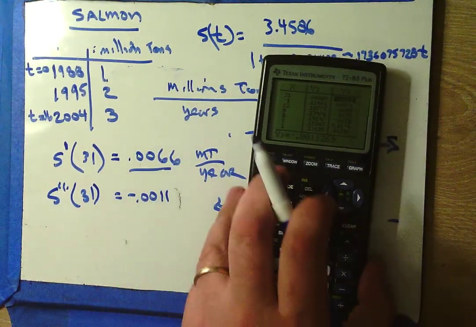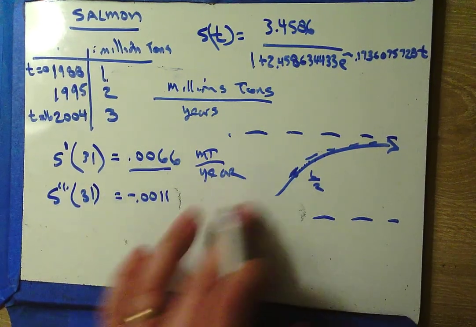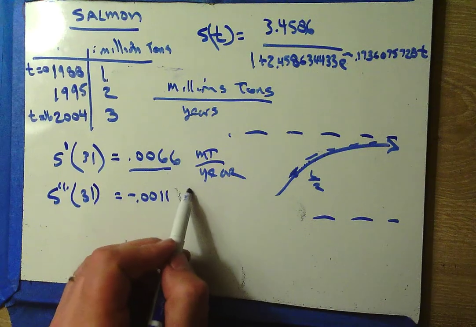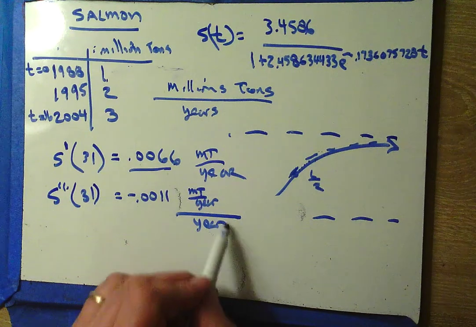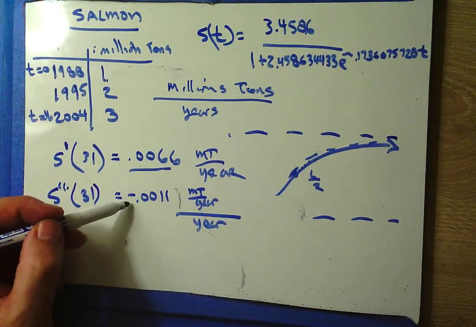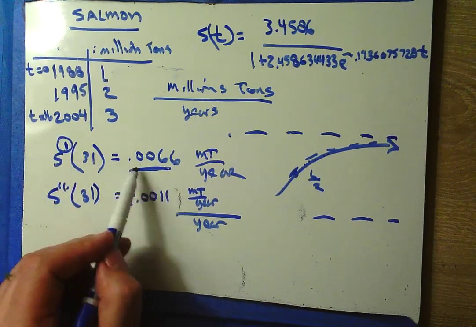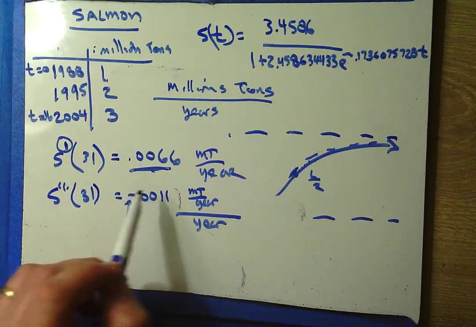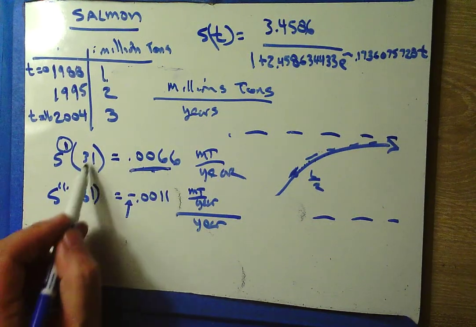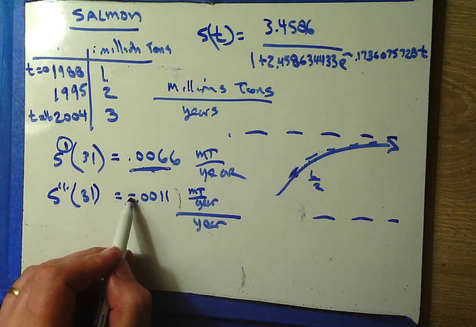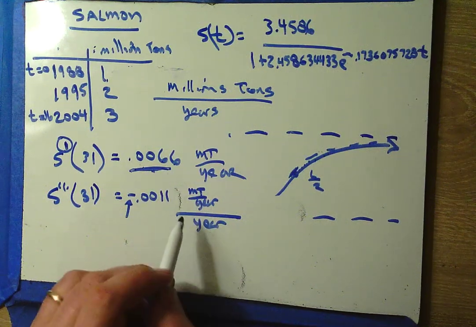0.0011. So what's that mean? Well, that's a rate of change in S prime with respect to time. So it's millions of tons per year. The amount that we're increasing by, because we know we're increasing because S prime is positive, that amount that we're increasing by right now in 2019 is decreasing by 0.0011 million tons per year every year.